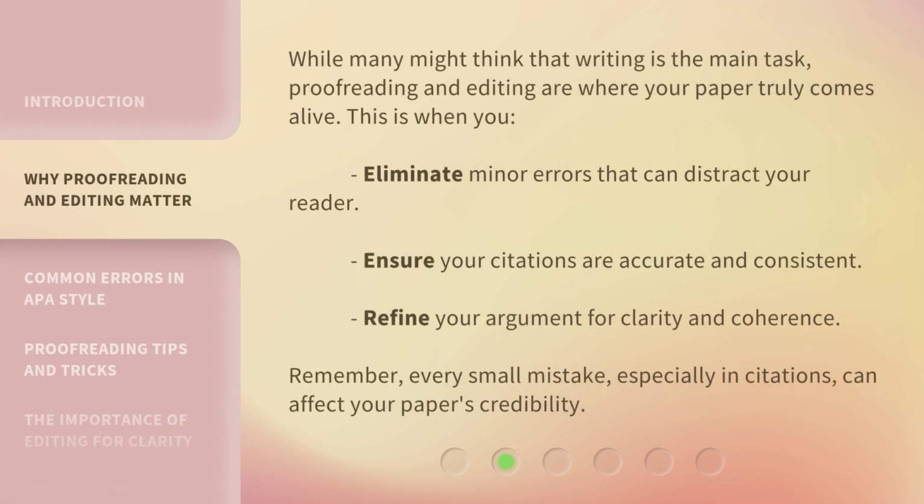While many might think that writing is the main task, proofreading and editing are where your paper truly comes alive. This is when you eliminate minor errors that can distract your reader. Ensure your citations are accurate and consistent. Refine your argument for clarity and coherence. Remember, every small mistake, especially in citations, can affect your paper's credibility.